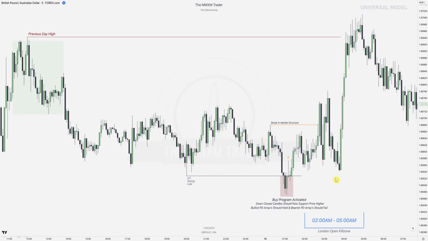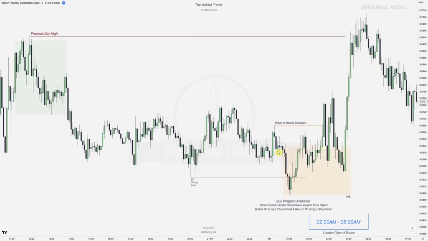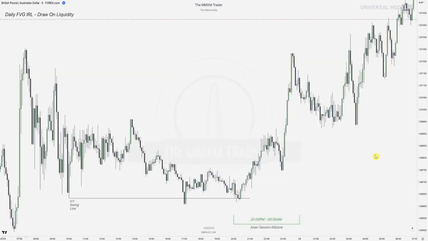Now let's outline our PD arrays. We've got this whole set of down close candles being a bullish order block, right? We're in a buy program, so all down close candles should support price up higher. And this is the highest probability order block, because we take out sell side liquidity and break up structure afterwards. So you shouldn't frame your trades on these down close candles down here, because we're still not leaving this area. Until we do leave this area up here and higher, then we can use the other down close candles. So that's a London session trade.